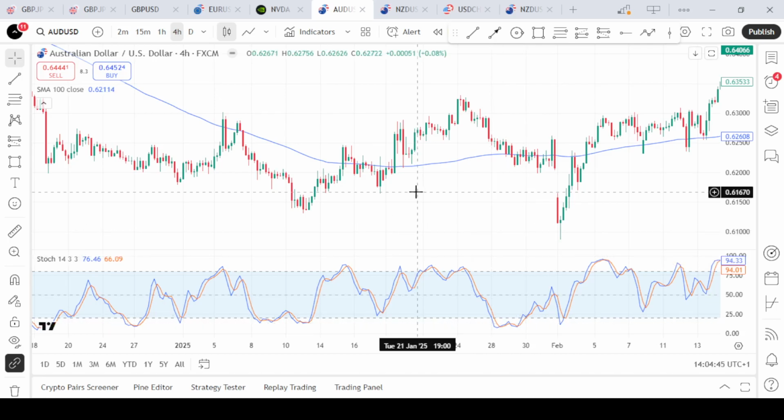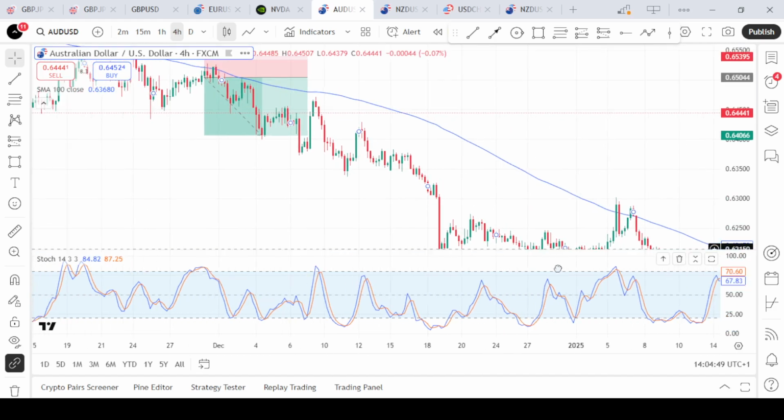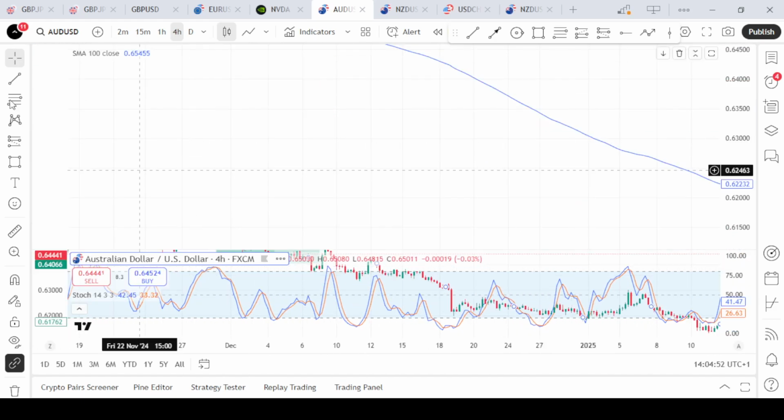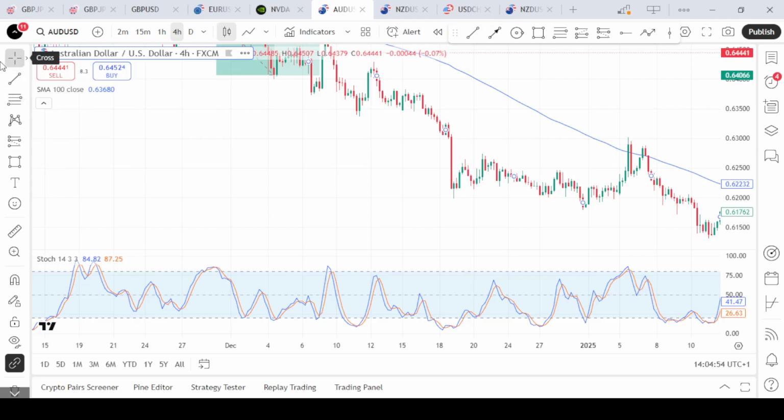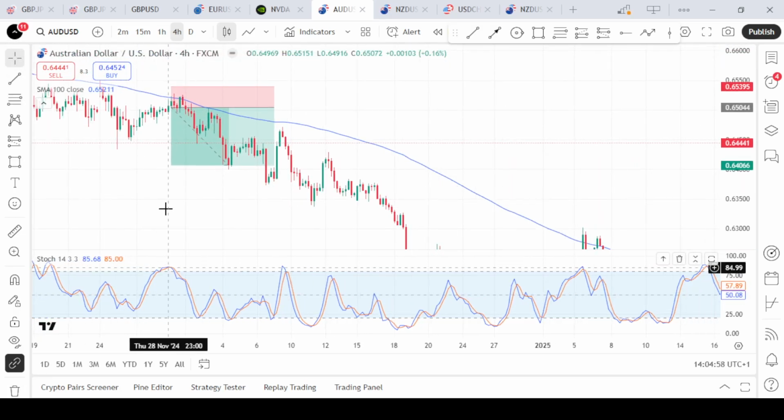Now, you would enter your bearish trade when you notice price is above your 80 region. At this area, you would wait for the K line, which is this blue line, to cross below the D line, the yellow line. This is a signal for you to enter your trade at that area.